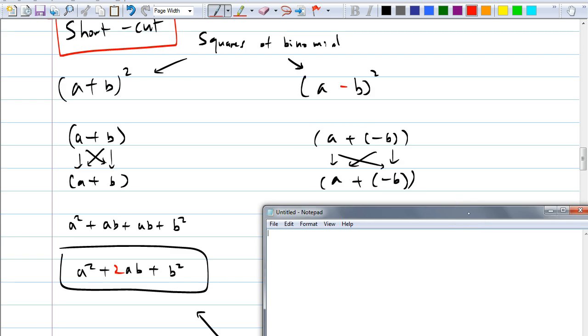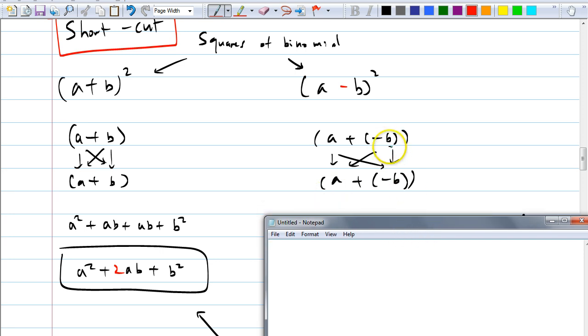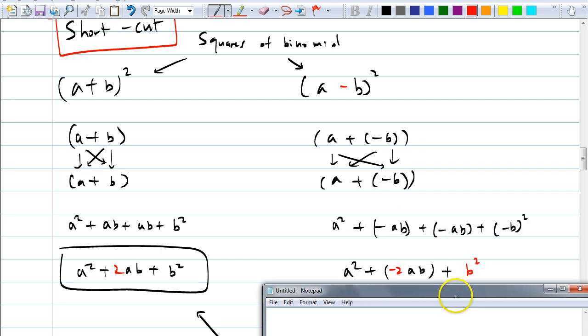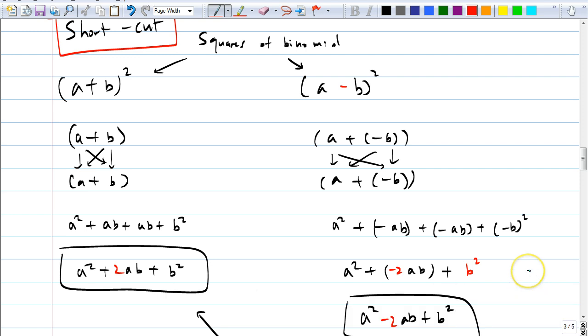All right, it shouldn't take too long. So when you do it vertically, what's a times a, guys? A squared. Now a times negative b, what do you get? Negative ab, don't you? Plus, what's negative b times a? Negative ab again. And of course, what's negative b times negative b? Positive b squared. Isn't that what you get? Okay. So, look, don't I get a squared minus 2ab plus b squared?